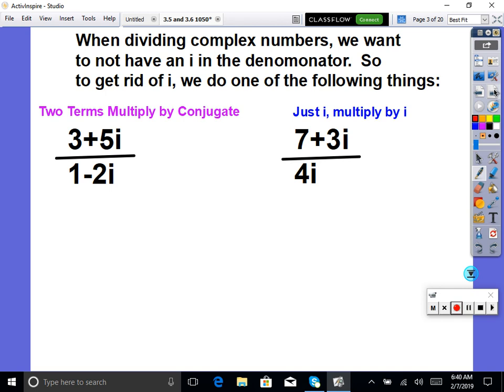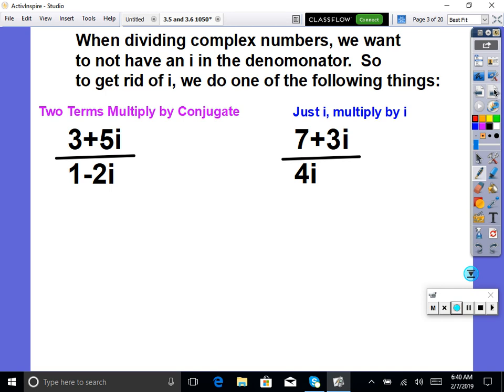So here's another thing to note. When dividing complex numbers, we want it to not have an I in the denominator. So we don't want imaginary numbers in a denominator, just like we don't like radicals in a denominator. So to get rid of I, we do one of the following things. So here's what you're going to have to just remember. A lot of things to just kind of remember in this unit.